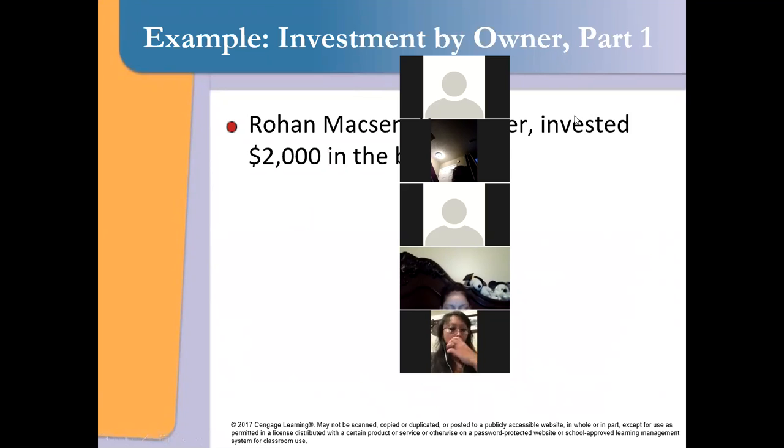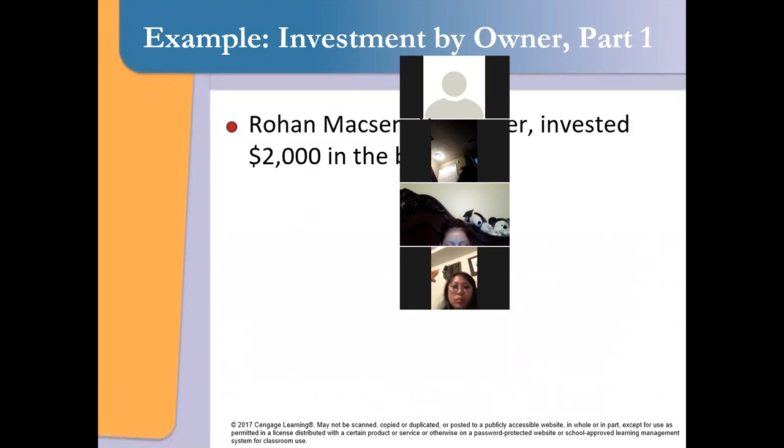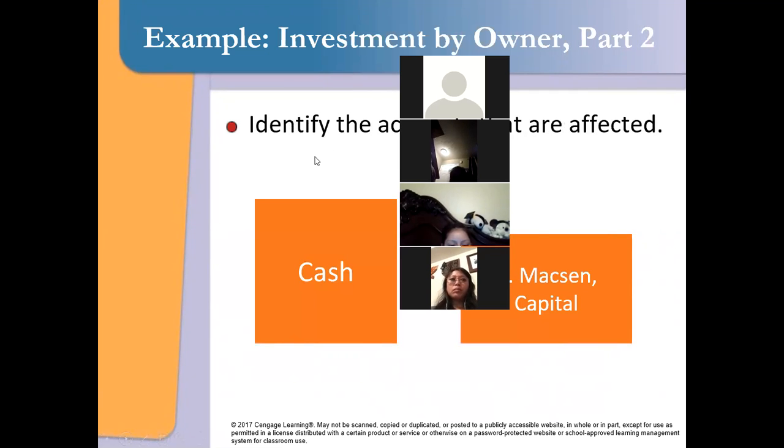Well, the owner put money into the business. Remember, the owner and the business are two separate entities. So if I, as an individual, have $2,000 in my personal bank account, I take that money out and put it into the bank account of the business, that $2,000 no longer belongs to me. It belongs to the business. But in exchange for putting $2,000 into the company's bank account, I get $2,000 of ownership. Or in other words, I create a capital account when I put money into the business. So what happened here? Two accounts were affected by this transaction: the cash account for the business and a capital account.